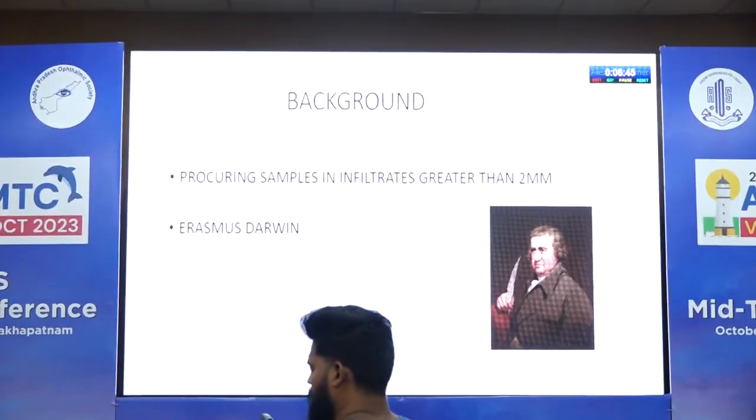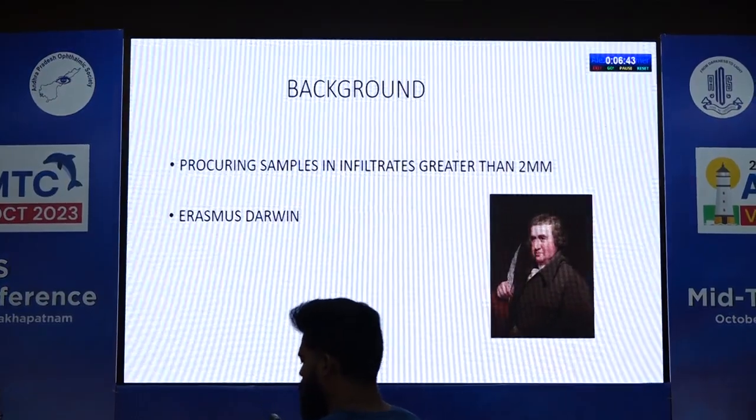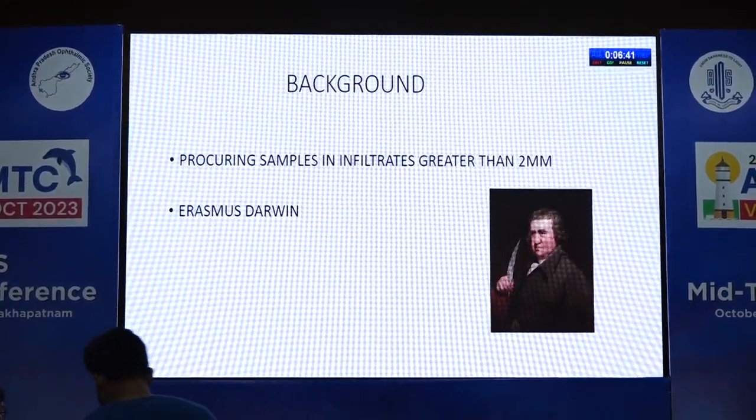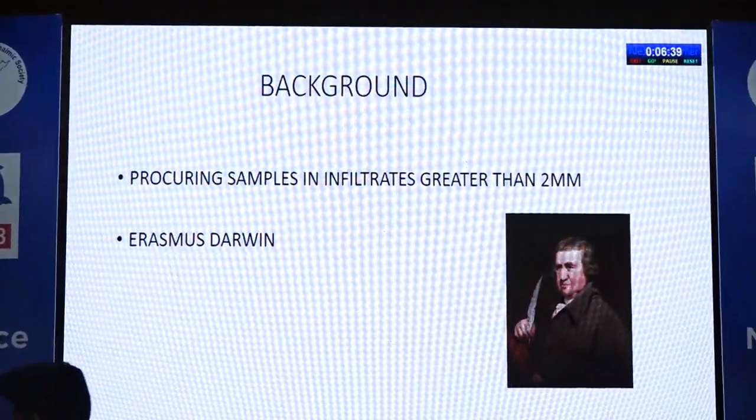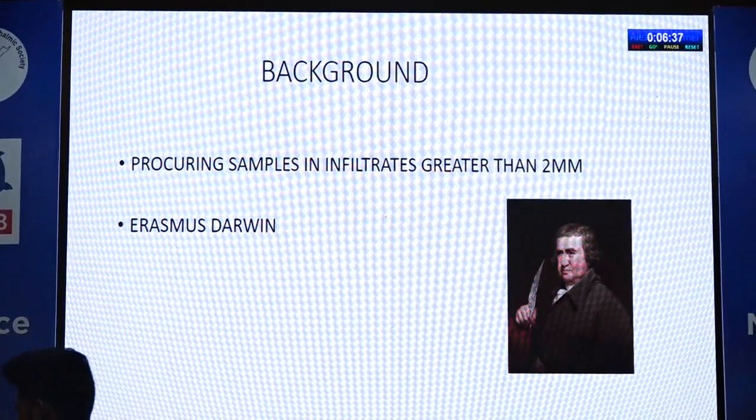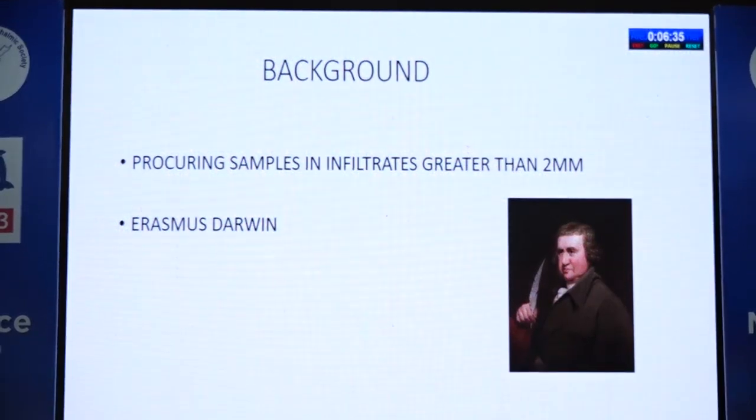Good evening, everyone. Scope of the presentation includes a background, why do we need to do a scraping, the preparation before the procedure itself, and points to remember. Procuring the samples from the infiltrate greater than 2 mm is called corneal scraping. Erasmus Darwin, the grandfather of Charles Darwin, was the first person to suggest the idea of therapeutic debridement to make the cornea clear.